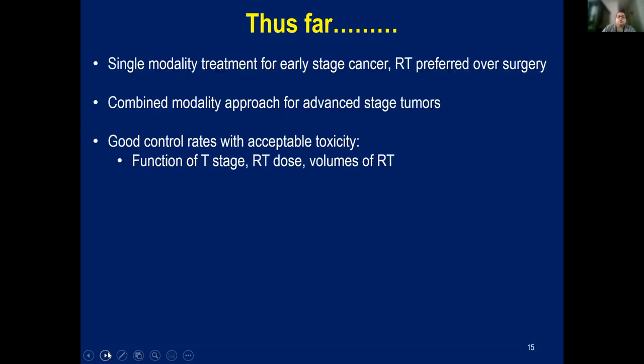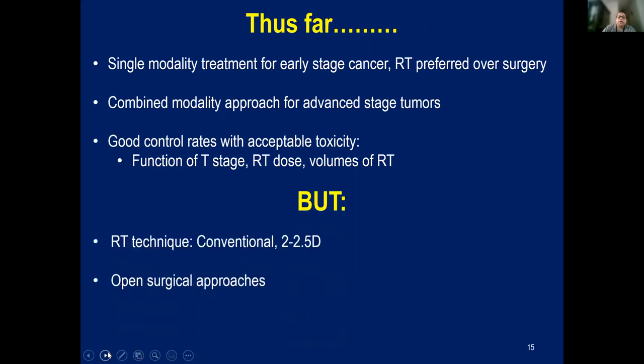Now, what we need to understand is that so far what we knew in the pre-TORS, pre-HPV era was single modality treatment for early stage disease. RT was usually preferred. Combined modality approach was reserved for advanced stage disease. Good local controls with acceptable toxicity were achieved. But what happened was that there was a revolution in the way radiotherapy could be done. What was done in the pre-HPV, pre-TORS era was usually conventional 2.2 to 2.5 Gy RT, and open surgical approaches were the norm of the day.